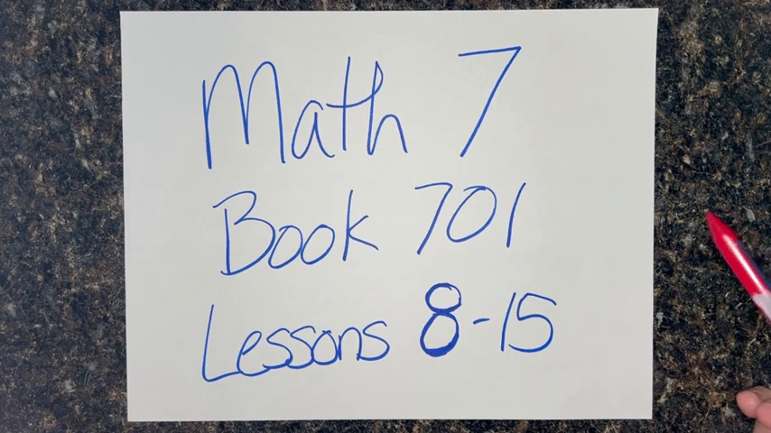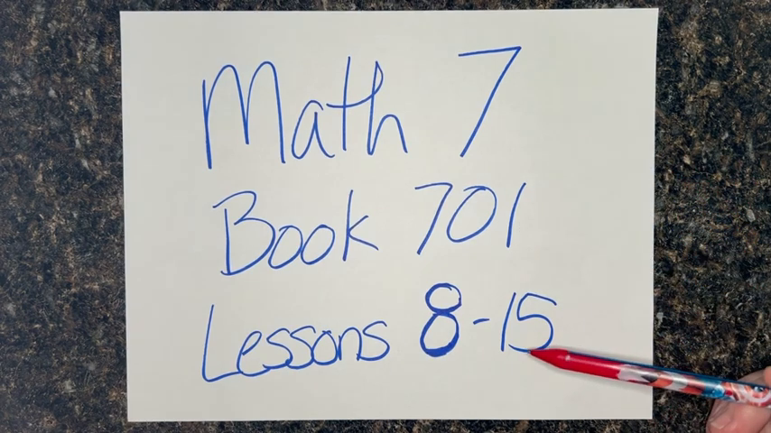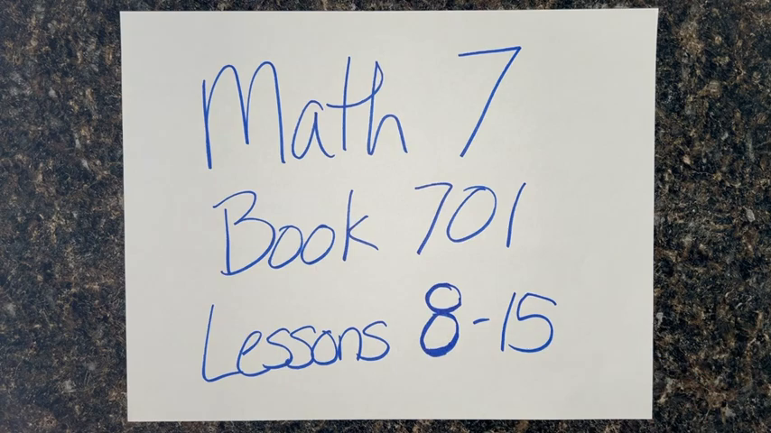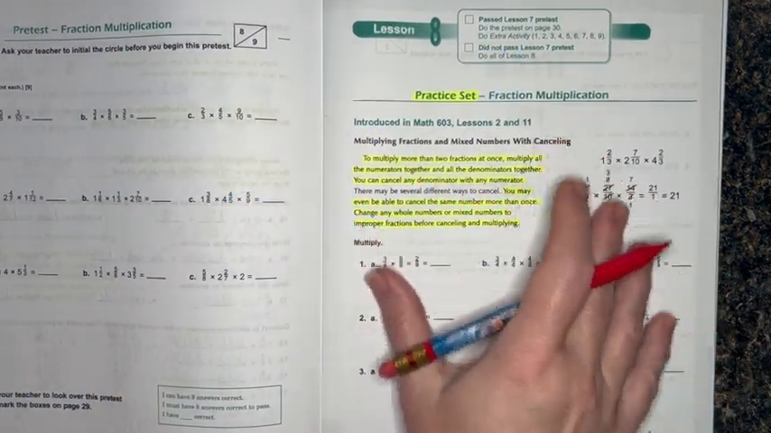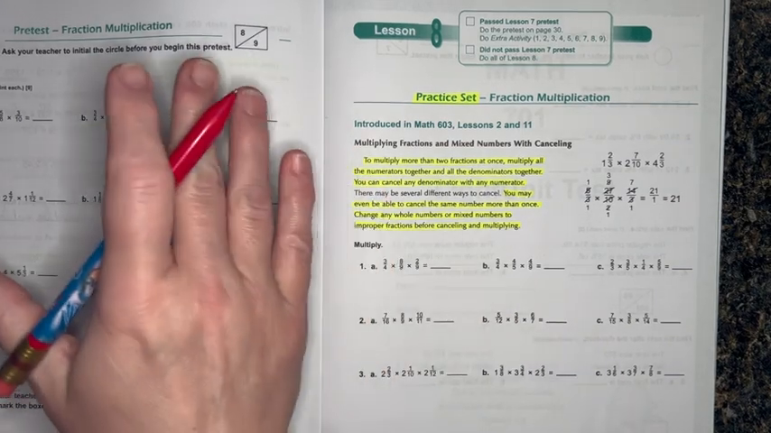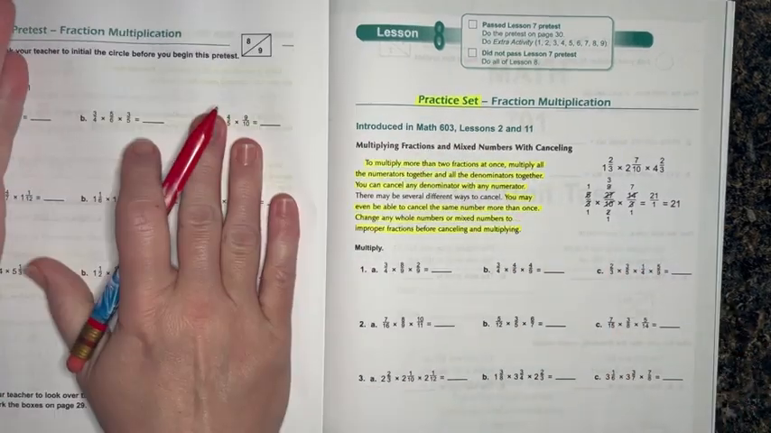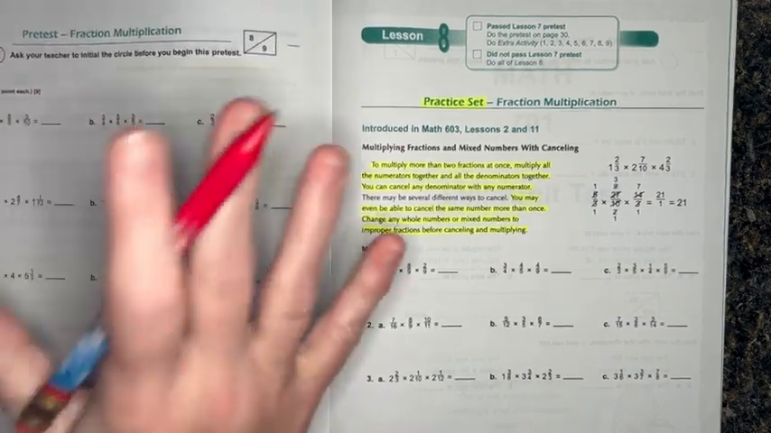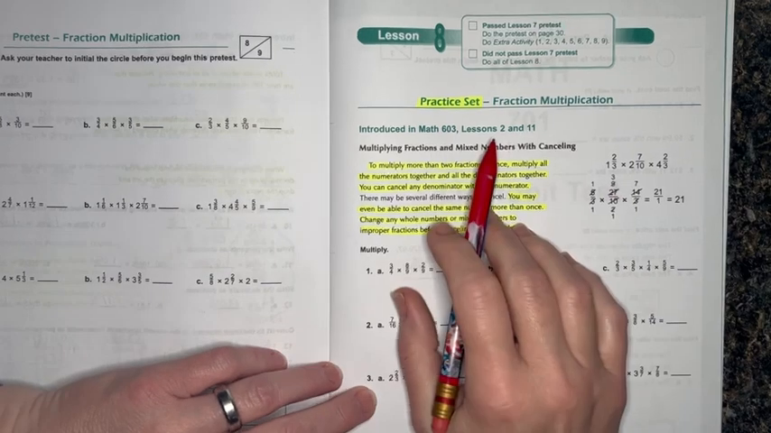Today we're going to be working through Math 7, Book 701, Lessons 8 through 15. We're going to be starting today on page 29 and working through these fractions, and then the pre-test for that, or like homework, if you're just using it as homework, is here on page 28. All right, so let's get started.